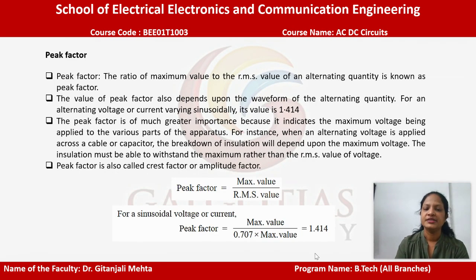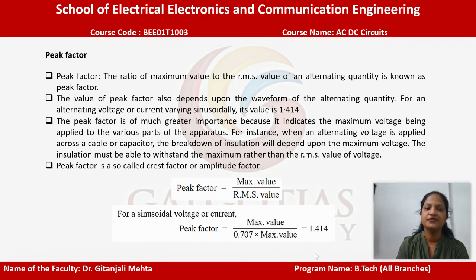The ratio of the maximum value to the RMS value of an alternating quantity is known as the peak factor. The value of peak factor also depends upon the waveform of the alternating quantity. For an alternating voltage or current varying sinusoidally, its value is 1.414.